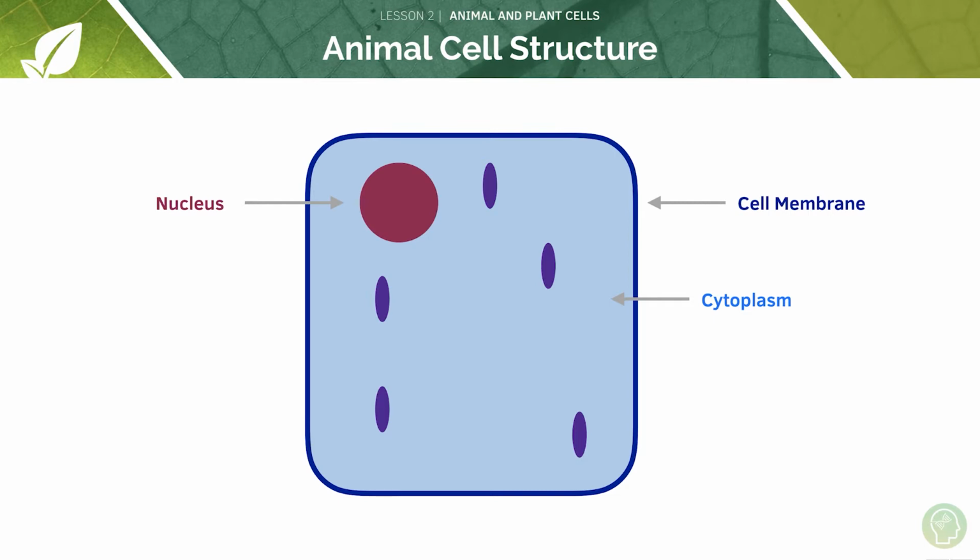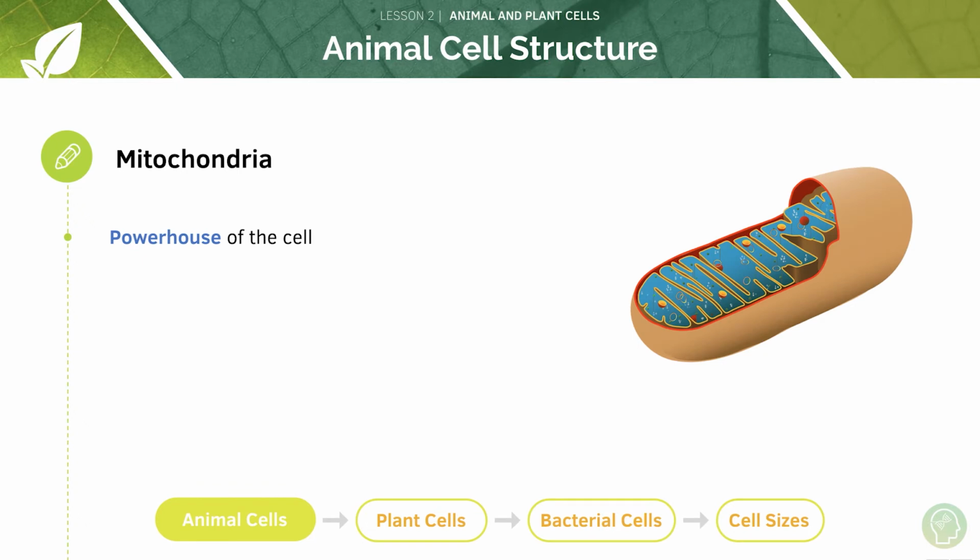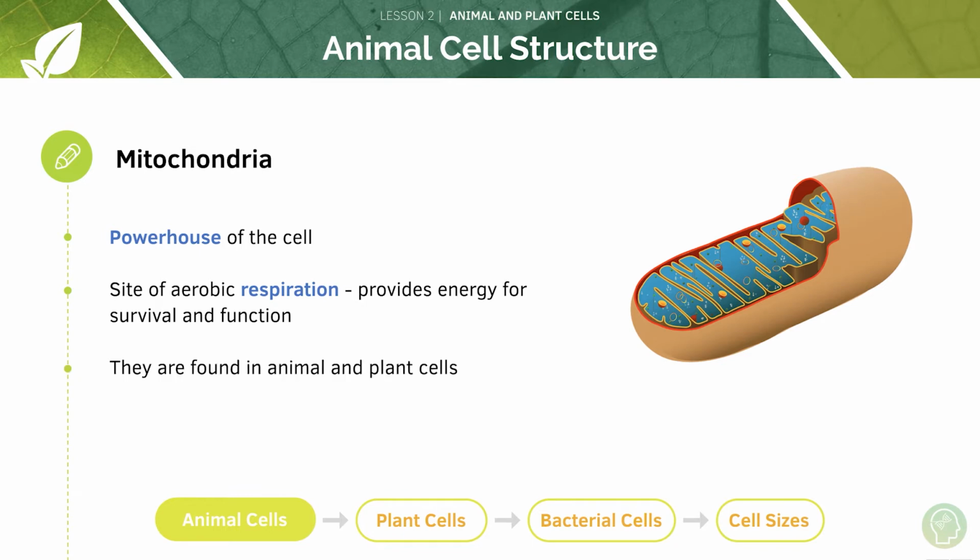So we have our cell membrane containing our cytoplasm, and within our cytoplasm we have organelles, and the first of that we've covered is the nucleus. Now we're going to move on and look at these structures, which are the mitochondria. So the mitochondria is the powerhouse of the cell. It's the place where aerobic respiration occurs, producing energy needed for the cell to survive and function. They too are found in animal and plant cells.